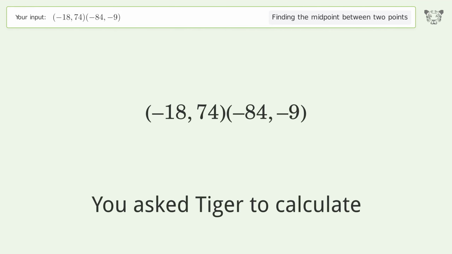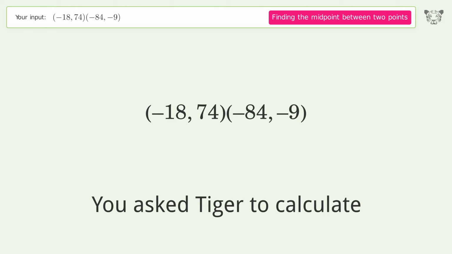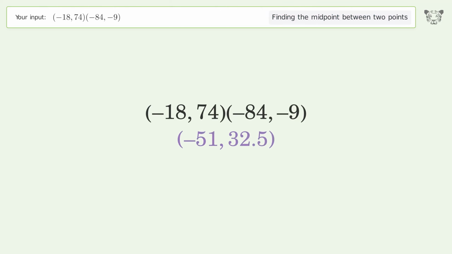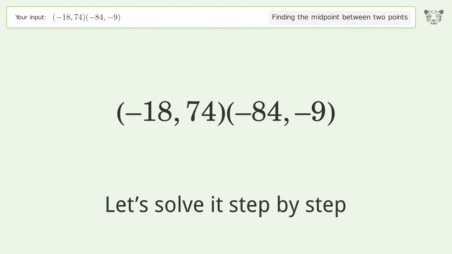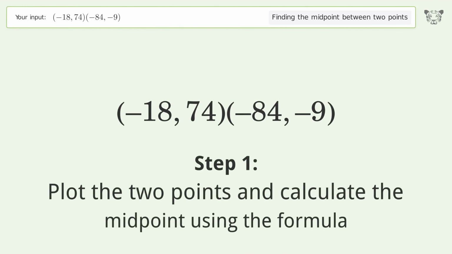You ask Tiger to calculate. This deals with finding the midpoint between 2 points. The midpoint between the 2 points is negative 51, 32.5. Let's solve it step by step. Plot the 2 points and calculate the midpoint using the formula.